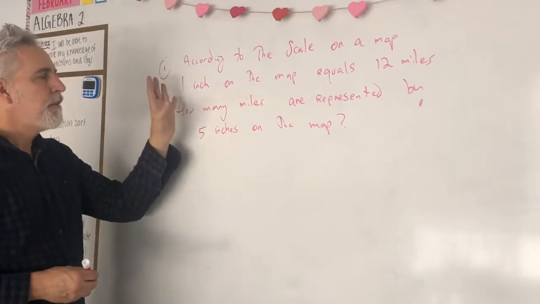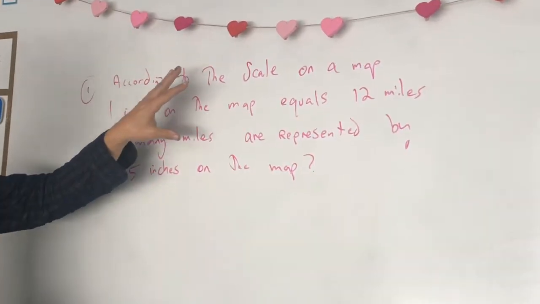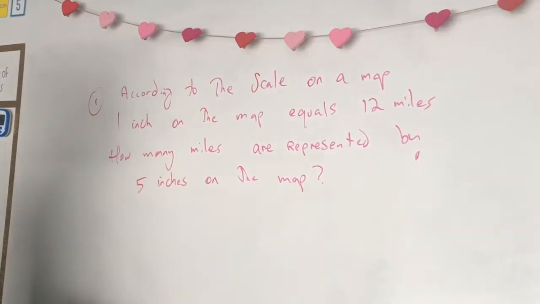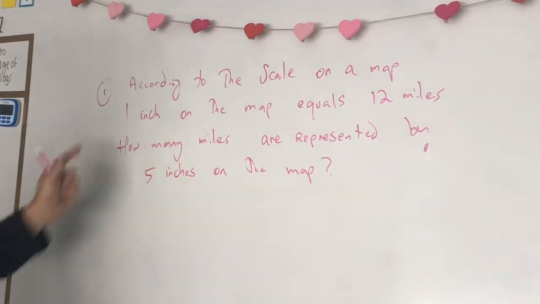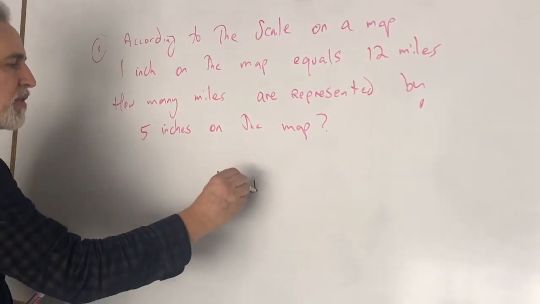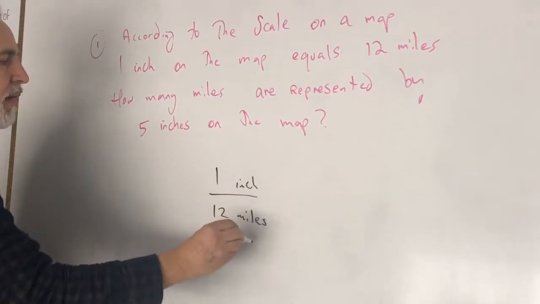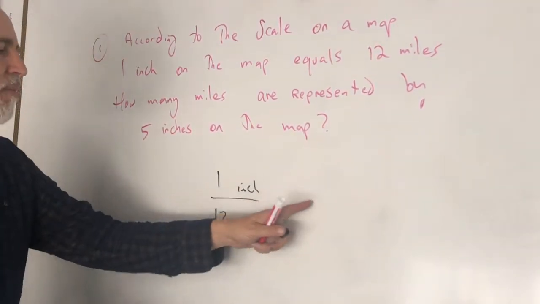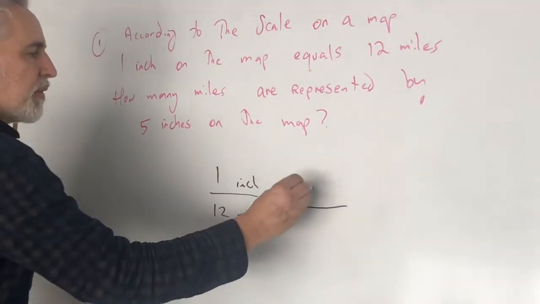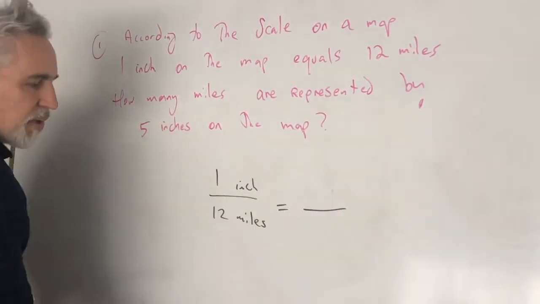In any case, on these kinds of questions, the first sentence tells you the first part of our proportion, and we simply convert that information into a fraction. So 1 inch on the map equals 12 miles, means we put 1 inch, okay? Make sure you put the measurement here, 12 miles. And now we're going to put an equal sign, and then we're going to find the next part of this fraction. It says how many miles, so in other words, x. I'm sorry, I made a classic mistake. I'll tell you why in a minute.